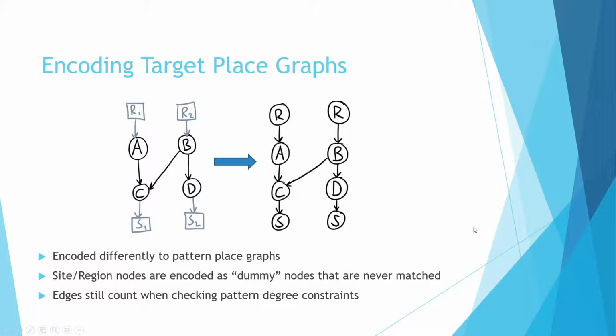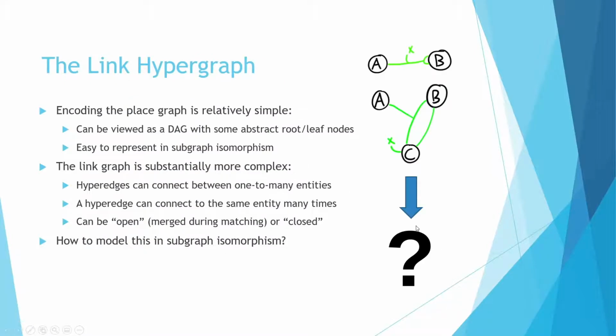For the target place graphs, when we do the encoding, we basically make very little changes because the abstract regions are fairly irrelevant. All we really need to do is change them to dummy nodes, which are never really matched. The reason we keep them instead of stripping them is because their edges still count when we want to do the pattern target degree constraint checks. So that's how we encode the place graph.